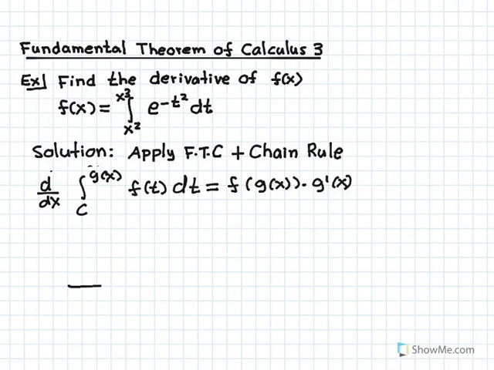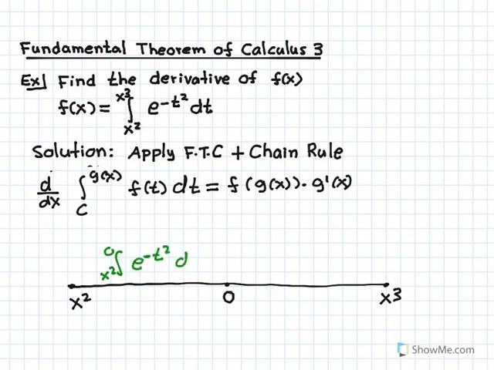So let's draw a line. The lower limit is x squared. The upper limit is x cubed. I'm going to choose any number in between, doesn't matter at all. So I'll just choose 0 for convenience. So what we're going to do is split up the integral. We're going to go from x squared to 0, e to the minus t squared dt, plus the integral from 0 to x cubed, e to the minus t squared dt.